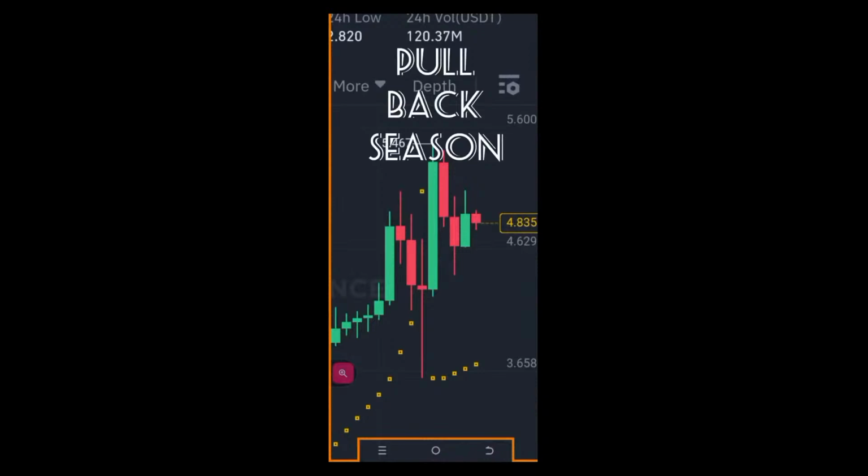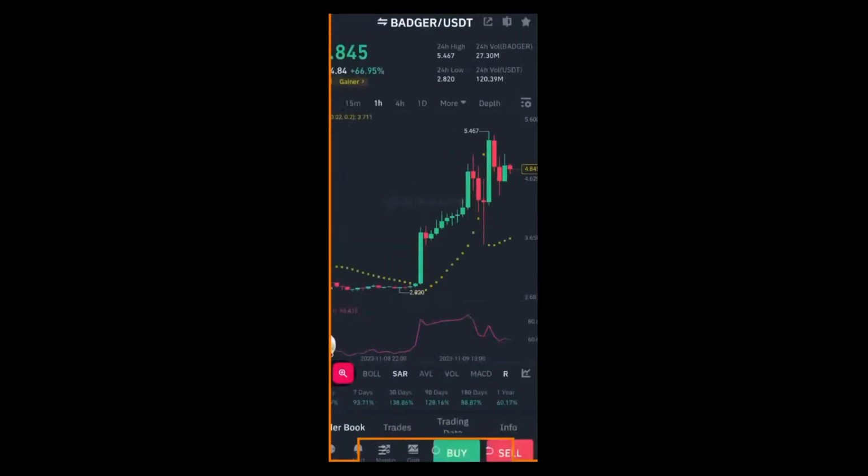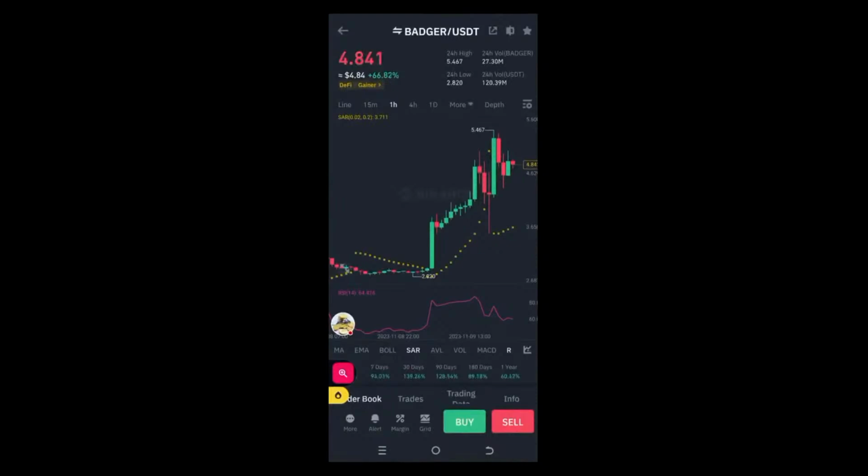So until I see it's in pump mode, because that's another thing you must consider: pump mode. The pump mode is very important. That means that it's actually leveled and it's in a green candle, and it is stopping and increasing at that same point. That is what I call pump mode. So this is what I call a pullback season, so you have to wait it out.